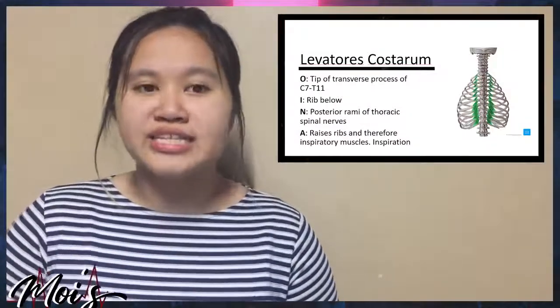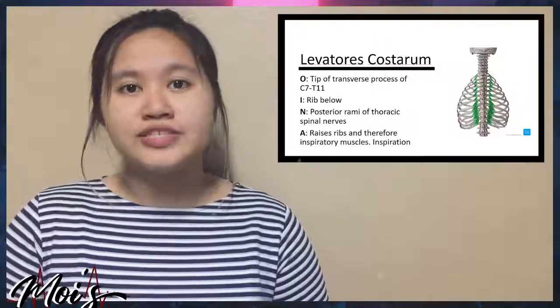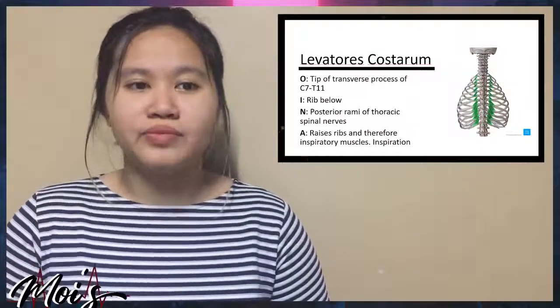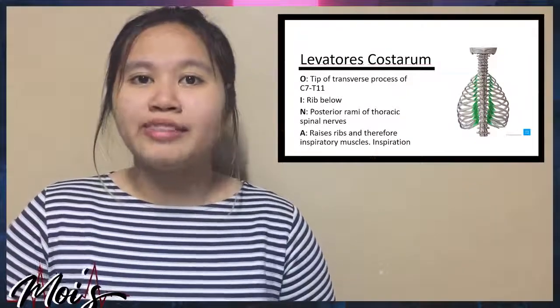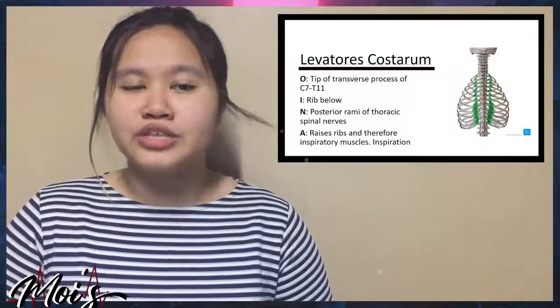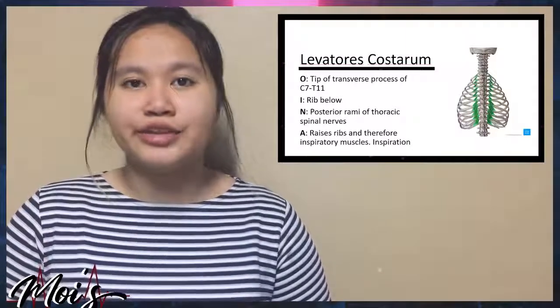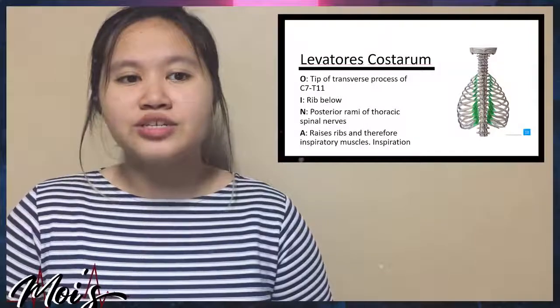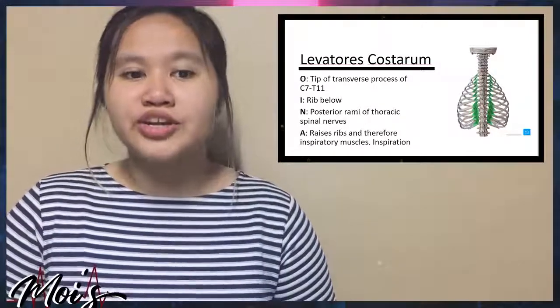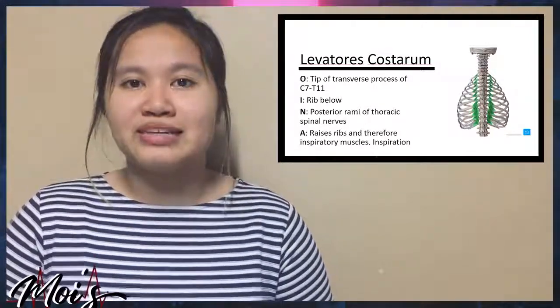It originates in the tip of the transverse process of C7 to T11. It inserts in the rib below, and the nerve supply of that is the posterior rami of thoracic spinal nerves. Levator costarum raises the ribs and are therefore inspiratory muscles.